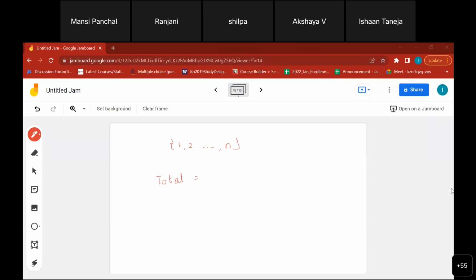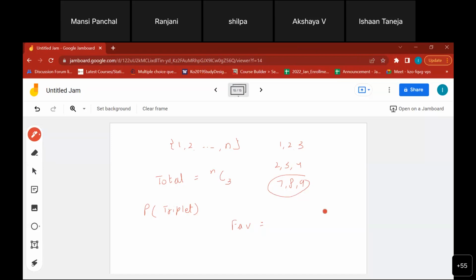If you are selecting any 3 numbers, NC3. Okay, and we need to find the probability that she will select a triplet. Triplet means 3 consecutive numbers. It means 1, 2, 3, or 2, 3, 4, or 7, 8, 9, like 3 consecutive numbers, right? So in that case, what will be my favorable outcomes? N minus 2.